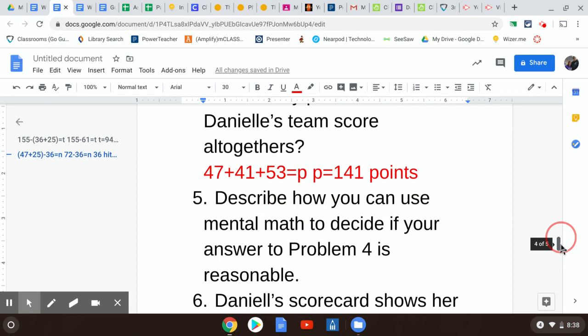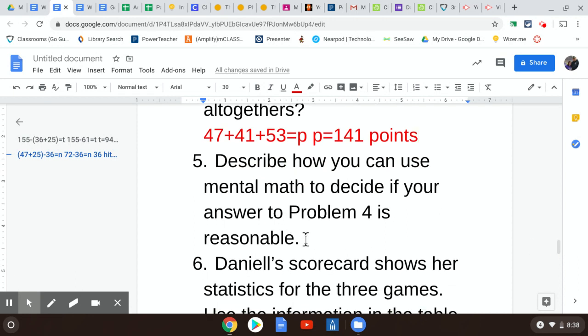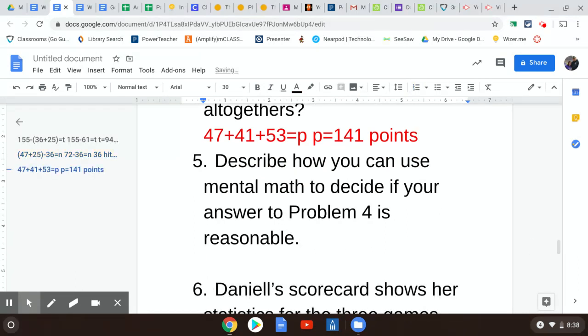Number 5. Okay, I'm not going to do much typing on this one. This one's going to be more verbal because it says describe how you can use mental math to decide if your answer in problem 4 is reasonable.